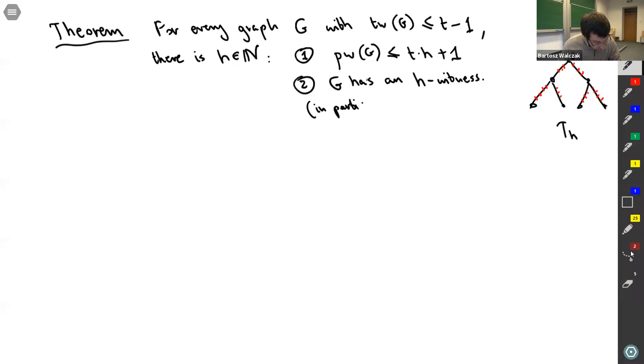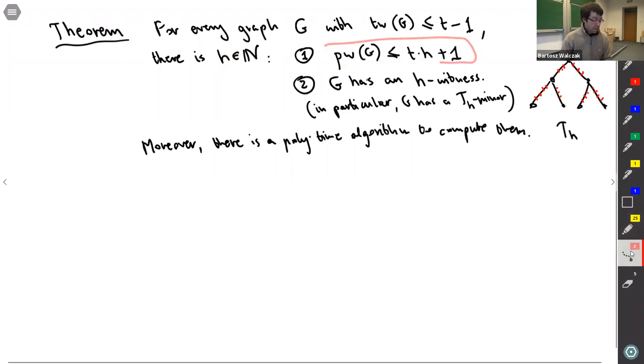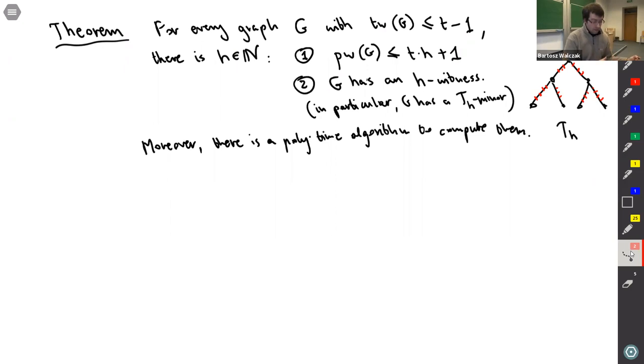Moreover, there is a polynomial time algorithm to compute them. By to compute them, I mean to compute this number h, which appears here, to compute a path decomposition which witnesses this, and to compute this H witness. And also, in particular, if we can compute this H witness, then we can find this T_h minor. And the polynomial time algorithm is not FPT, it does not depend on this t as a parameter. No, it is not a parameterized algorithm. It is just a real polynomial time algorithm, which is polynomial in the size of the input, also in the size of the tree decomposition, which is given here as part of the input.